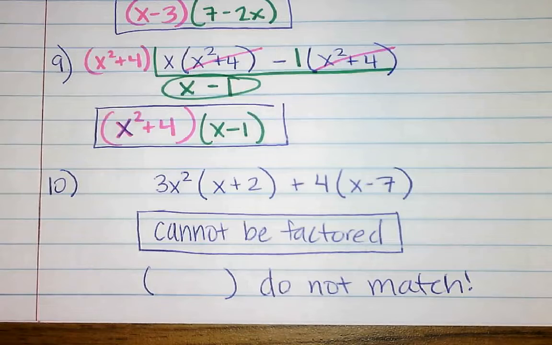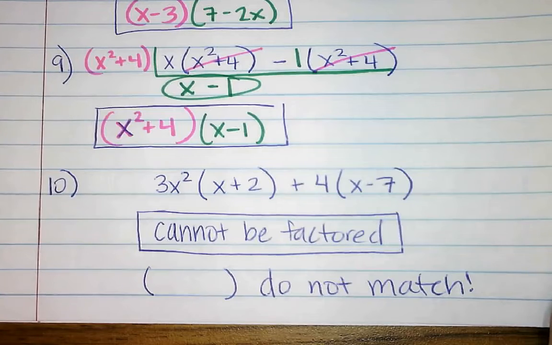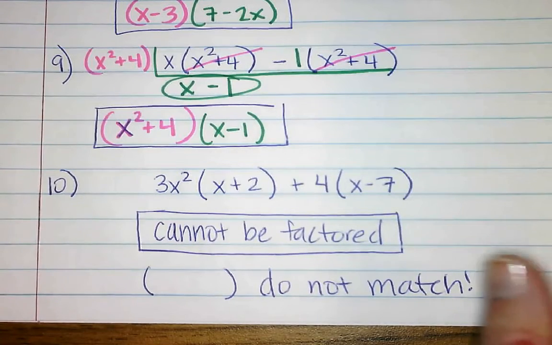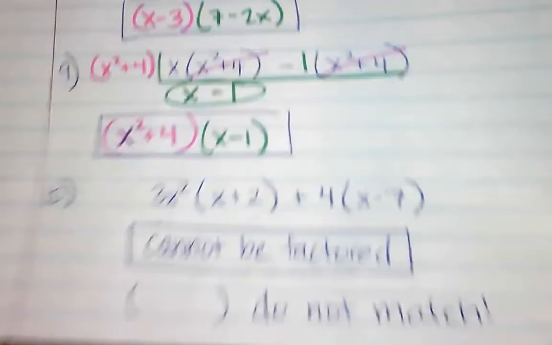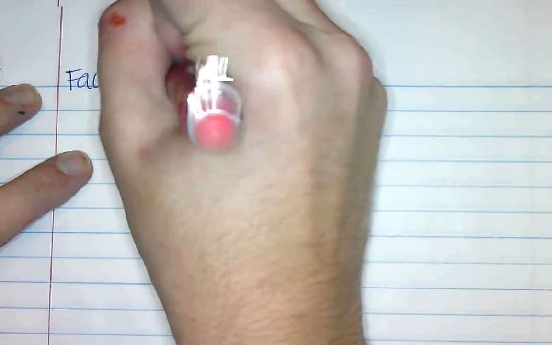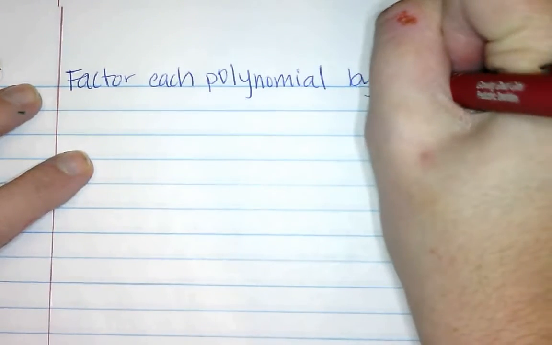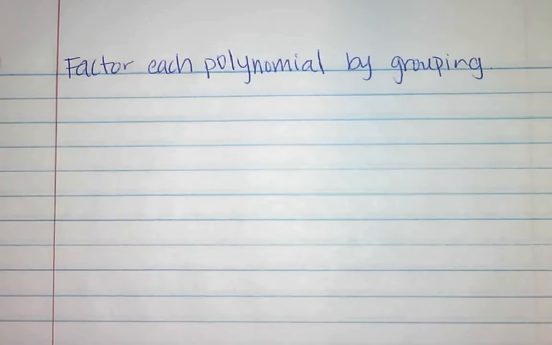Okay, so now we're going to jump to what it looks like to factor by grouping. The whole reason I showed you this method is so that factoring by grouping will be possible for you. So now I'm going to show you what it looks like to factor each polynomial by grouping. On the next page, we are going to do two little examples, and hopefully we feel pretty good about this.